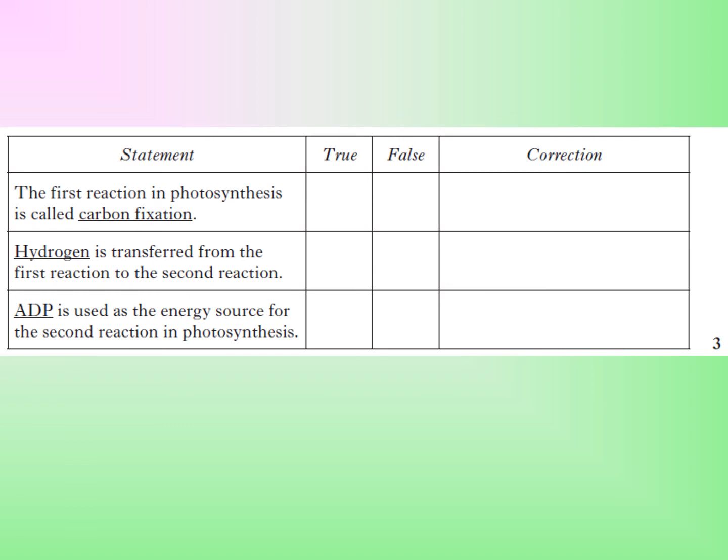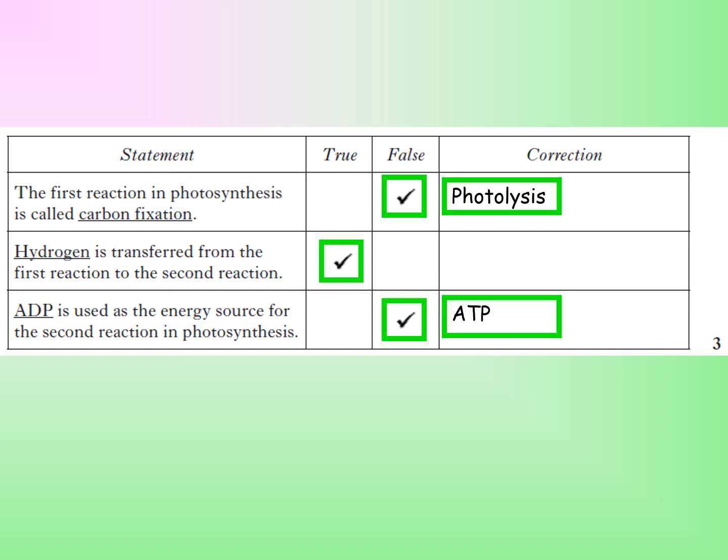So the first reaction in photosynthesis is called carbon fixation. Is that true or false? So we should have it's false. What would the correction be? What's the first stage called? Photolysis. Hydrogen is transferred from the first reaction to the second reaction. Do we hold on to the hydrogen? We do, so that has to be true. And ADP is used as the energy source for the second reaction. And we should know that that is false. It is ATP.